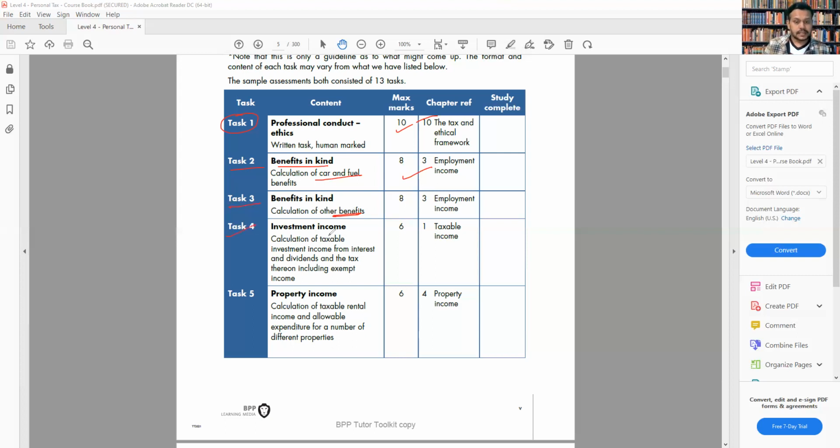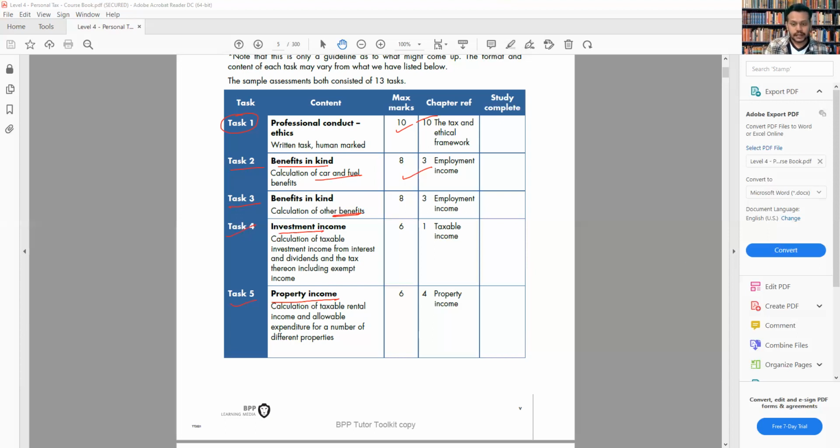Investment income is a little bit tricky, but we need to know some rules there, and also the property income. For property income, we need to know which one is an allowable expense and which one is not. We need to know the difference between capital expenditure and revenue expenditure. Some expenditure we can claim as an expense, some we cannot. So we need to make a list of which we can claim and which we cannot.